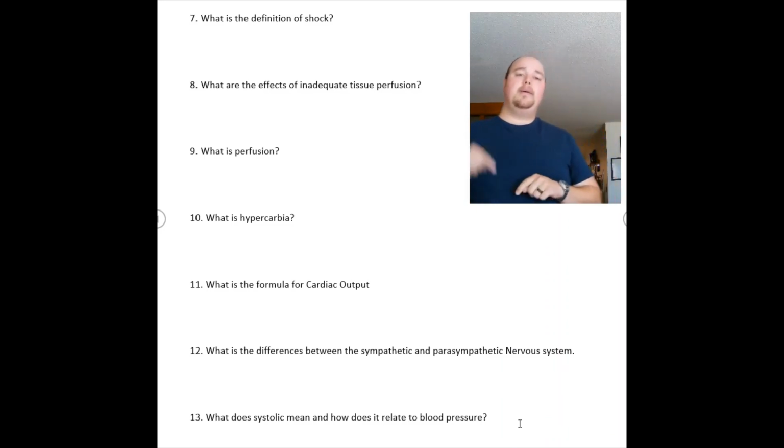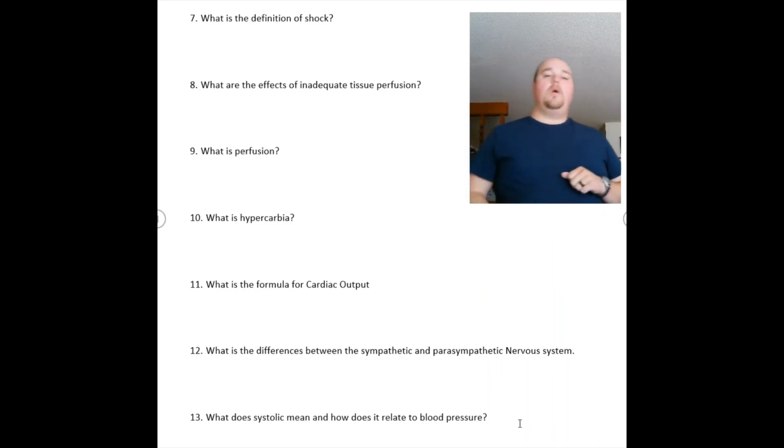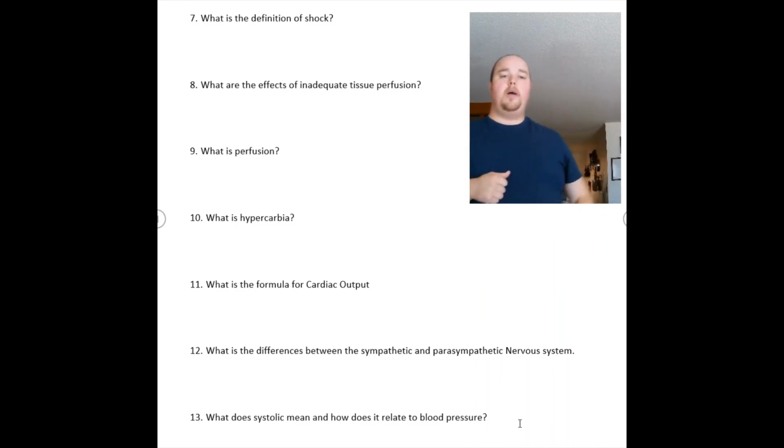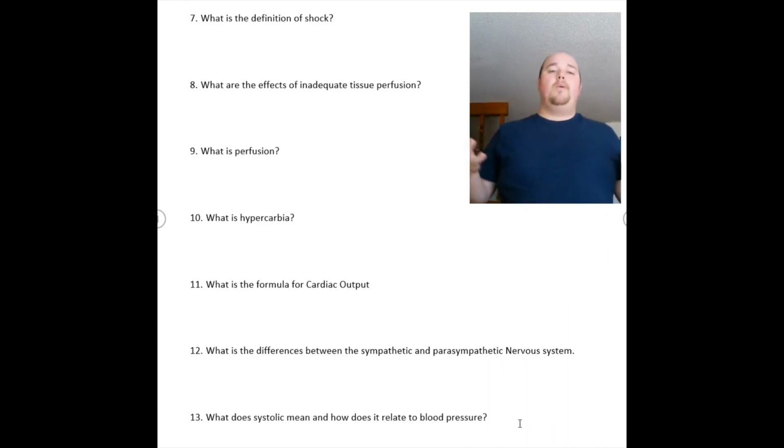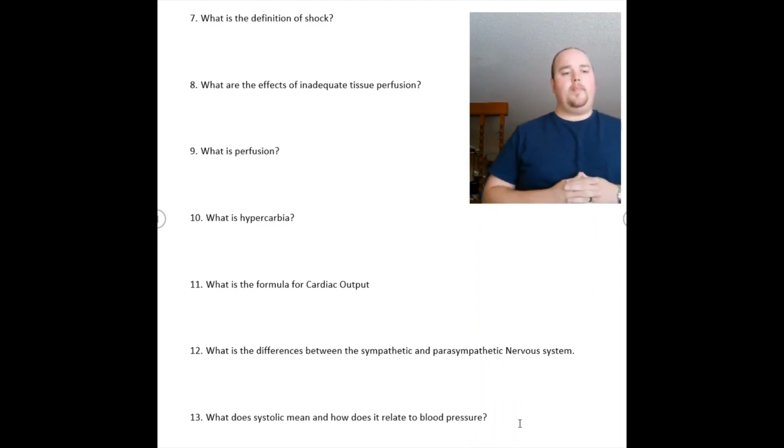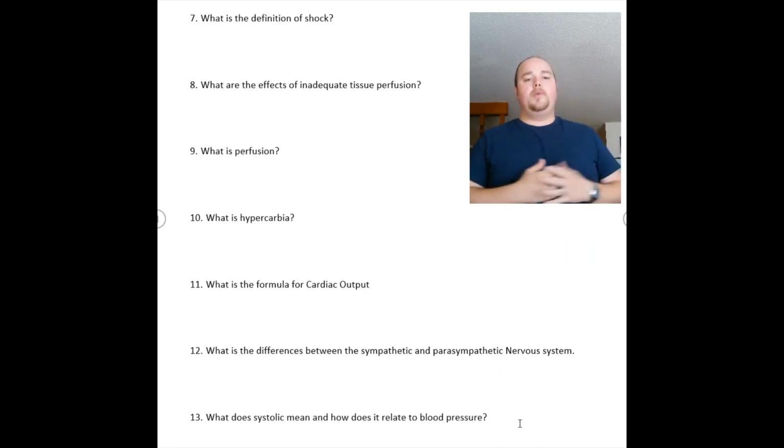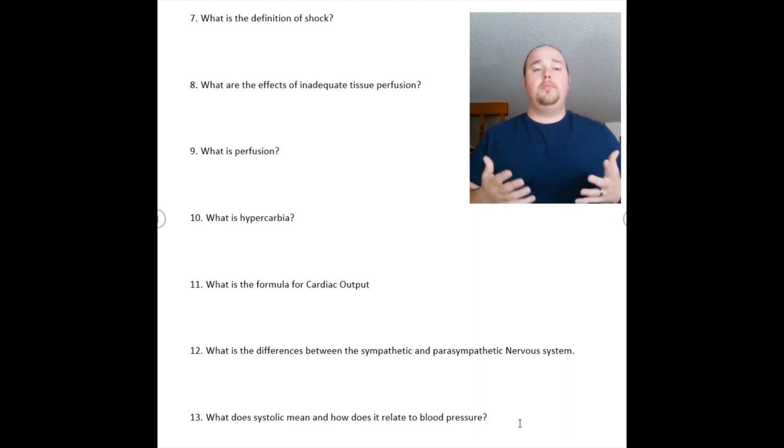When it becomes decompensated, the heart rate's gone up and the blood pressure's dropping, or the heart rate starts to drop, and we're decompensated. We're not maintaining homeostasis at that point. What is the difference between the sympathetic and parasympathetic nervous system? We've discussed this already, so refer back to the previous videos. And what does systolic mean, and how does it relate to blood pressure?